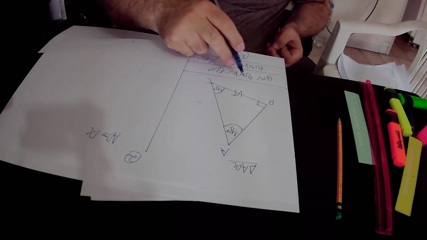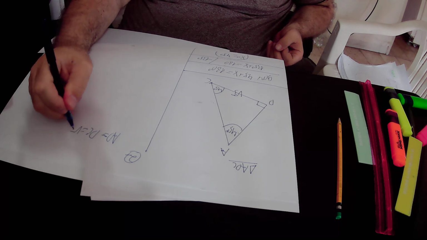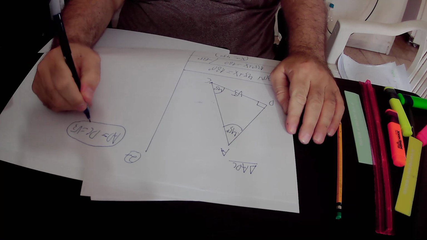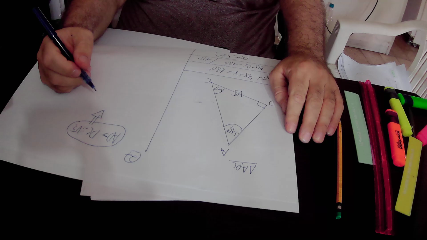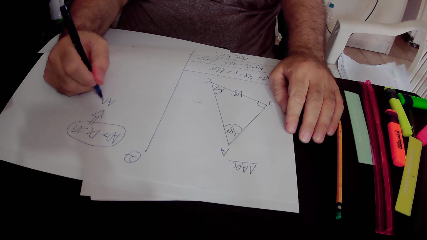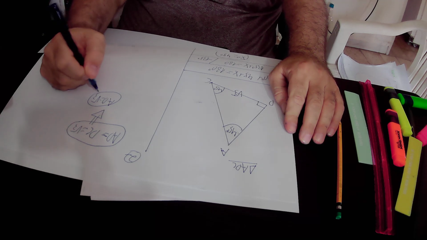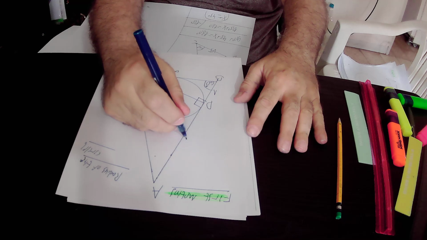But we have already found out that DC equals square root of 3 units. So we can write here that DC equals square root of 3 units. And from this equation, AD equals DC equals square root of 3 units, we derive that AD is also equal to square root of 3 units. Here AD is equal to square root of 3 units.